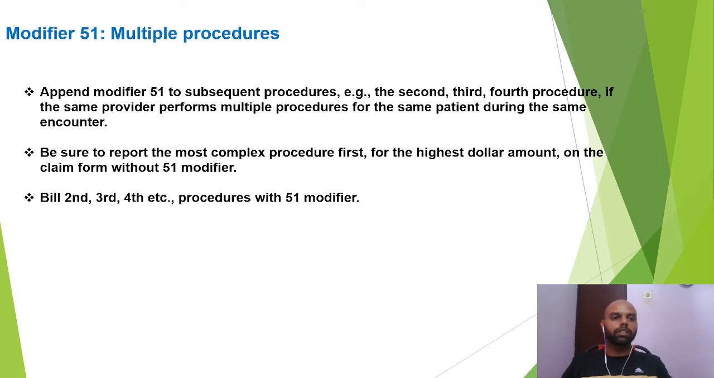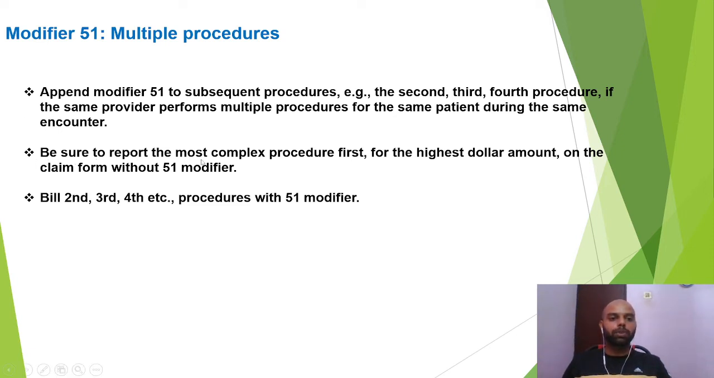The next modifier is modifier 51. It's for multiple procedures. Append modifier 51 to the subsequent procedures, for example the second, third, and fourth procedure, if the same provider performs multiple procedures for the same patient during the same encounter. For example, if the provider performs 4 procedures, we give modifier 51 to the second, third, and fourth. The first procedure should not have modifier 51, and its RVU value should be higher than the others.